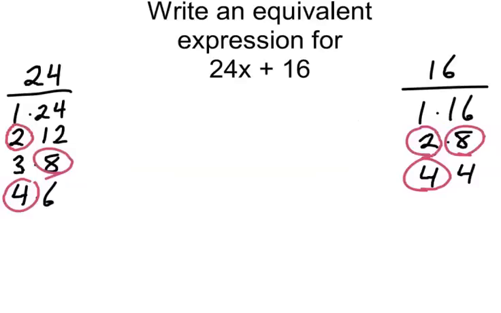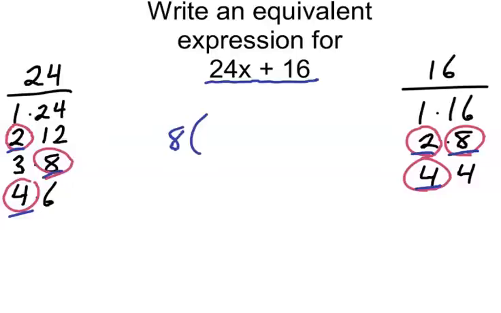Write an equivalent expression for 24x plus 16. So I actually found all of the factors that both go into 24 and 16. What we see in common is they both have a 2, they both have a 4, they both have an 8. So typically you take the greatest one and you use that one. So let's put 8 outside the parentheses.